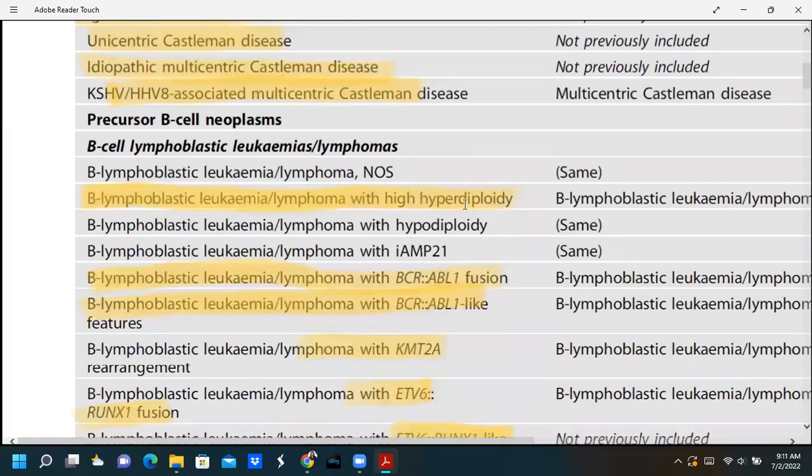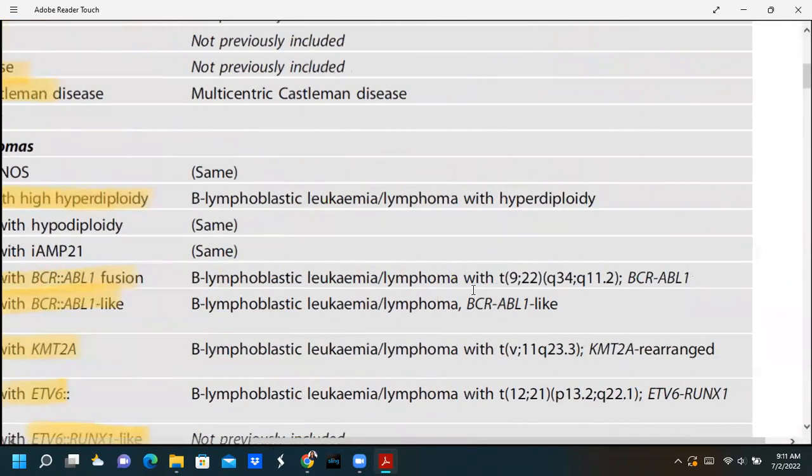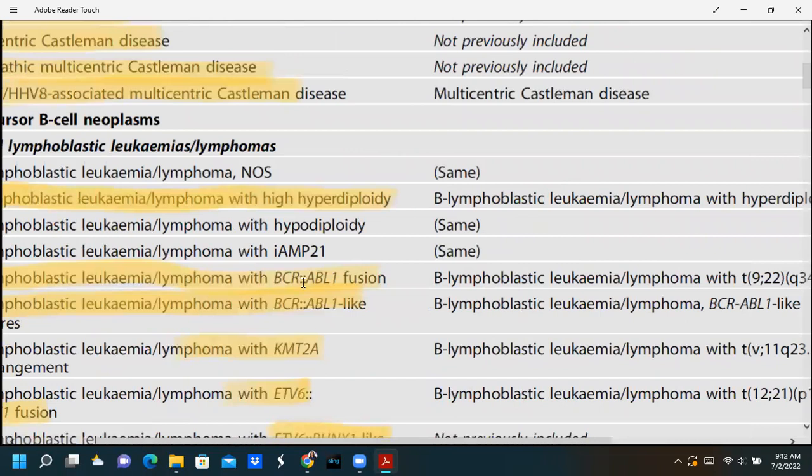And in hyperdiploidy, they didn't have 3 categories like they used to have in hypodiploidy. So that's something that they added. And then B-cell lymphoblastic leukemia with BCR-ABL fusion. So instead of calling it the whole thing, translocation 9;22 and the translocation partners, the BCR-ABL one, now they are using, one thing to remember, 2 colon marks for this. They're italicizing this, and it's BCR::ABL1.